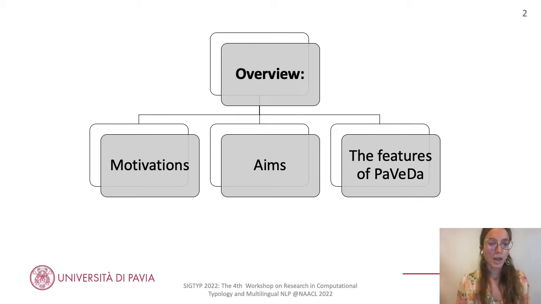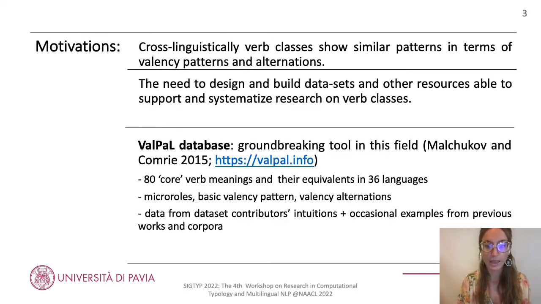In this paper, I'm going to tell you the motivations behind PaVeDa, its aims, and the features of the database. In the last decades, researchers have observed that cross-linguistically, verb classes show similar patterns as for their argument structure constructions and alternations. This observation led scholars to study the extent of possible variation across verb classes emerging from languages of different genetic and areal affiliation in order to discover general tendencies.